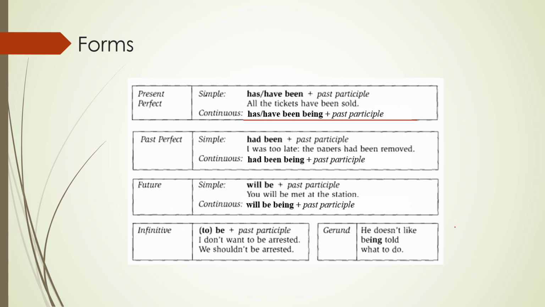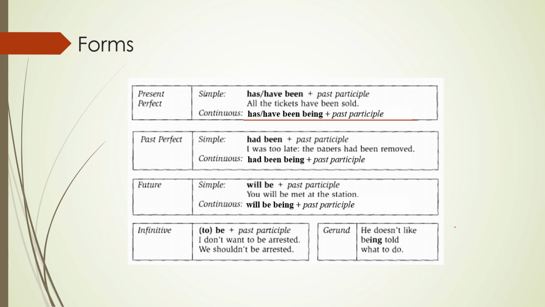Then for future, will be plus past participle. And for continuous, will be being plus past participle. And for infinitive, to plus verb 1. For passive voices, it must be to be plus past participle. The example, I don't want to be arrested. We shouldn't be arrested. So for infinitive, just add to be, real be, to be.